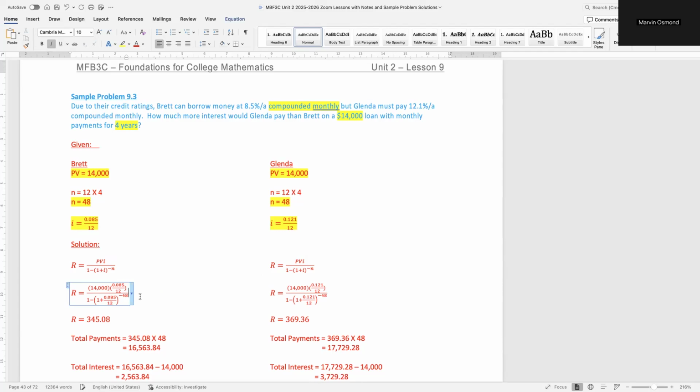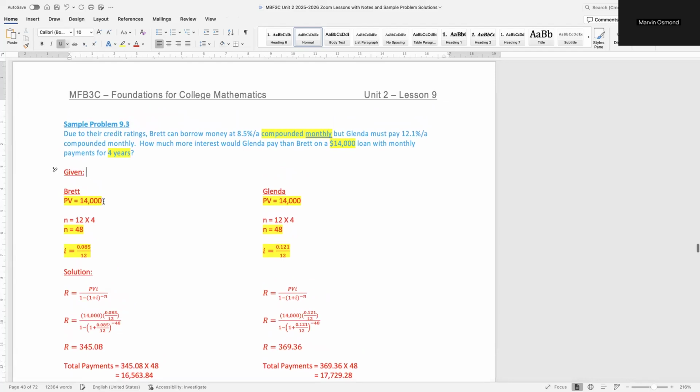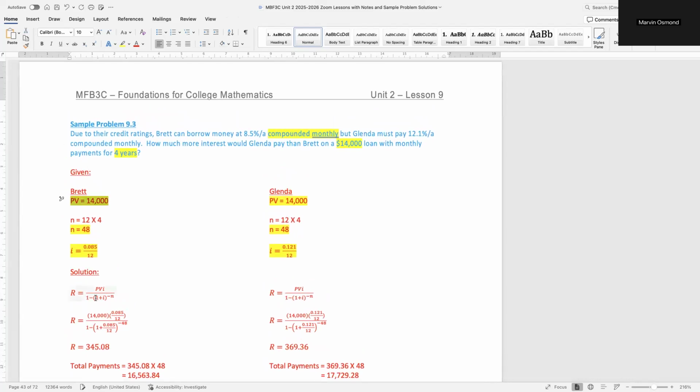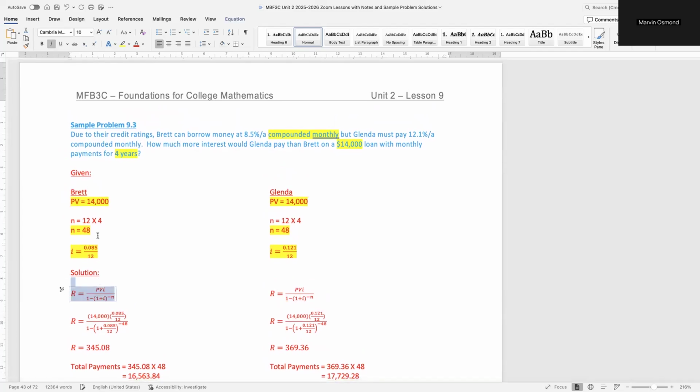So the present value, and again, it's important. I find it easier if I write down my givens first up here. If I write my givens down, then I just get to pick them out from here, put them into the formula, instead of having to go up here and try to find them in the paragraph that's written there. Okay, so it's easier to do it this way, write down the givens. The present value is 14,000 for both of them, but the interest rate is different.